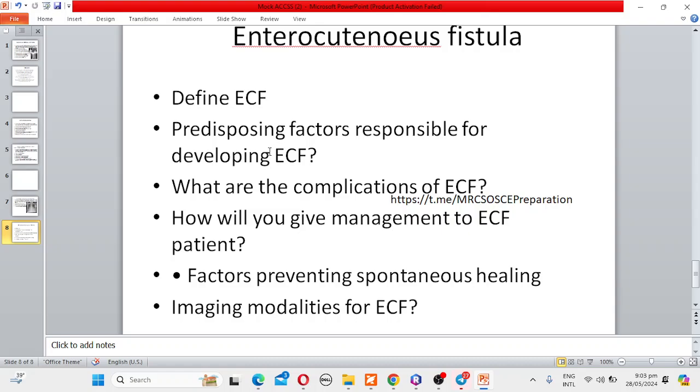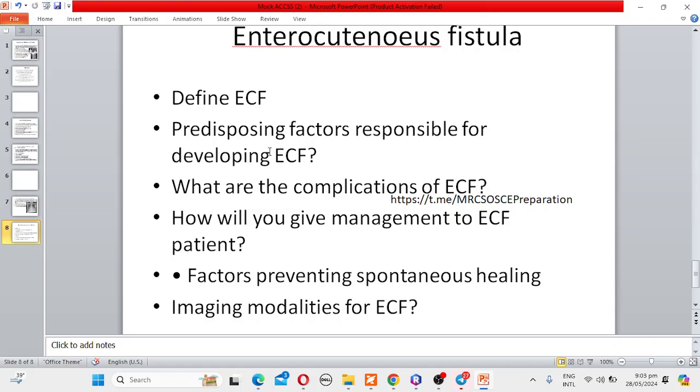So the causes might be infection, inflammatory bowel disease, sepsis, foreign body, radiation, and any neoplasms. Okay, so they ask you what are the causes of enterocutaneous fistula. You can mention all those things, but just mention that 75% of enterocutaneous fistulas are a complication of abdominal surgery.